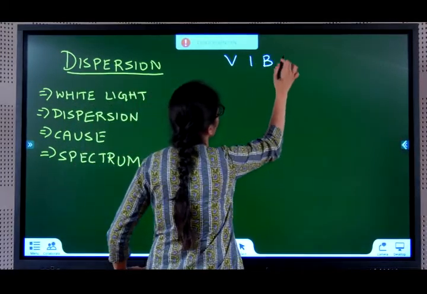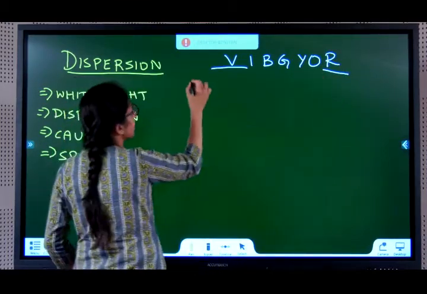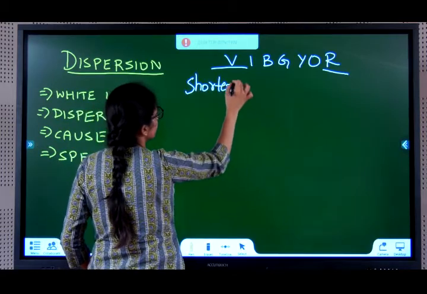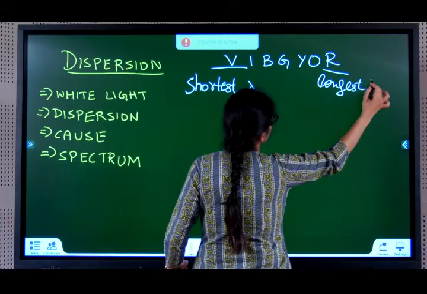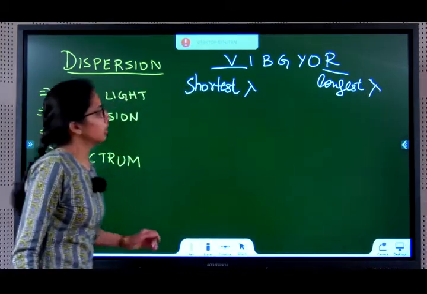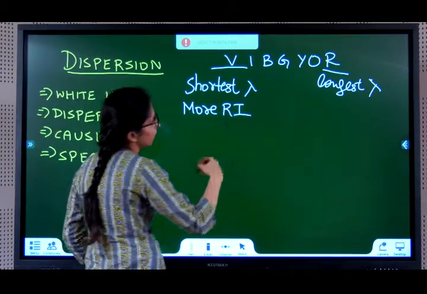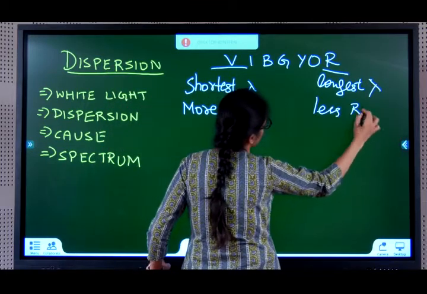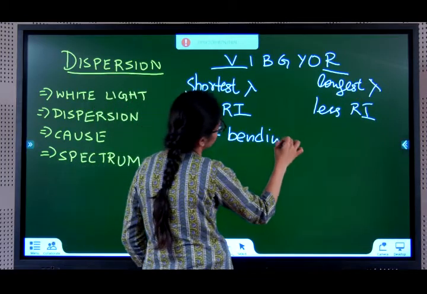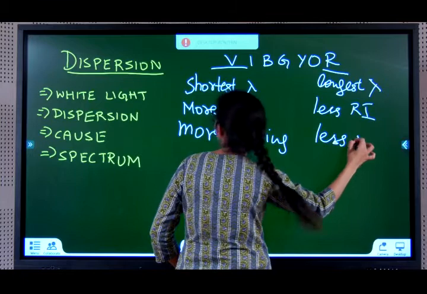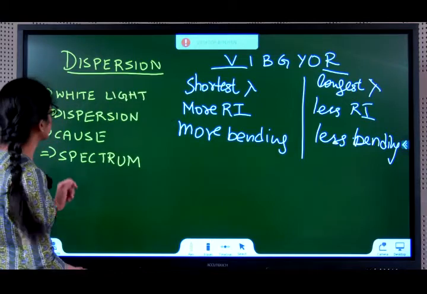In these colors, VIBGYOR, violet and red, we'll study the extremes. Violet has the shortest wavelength. Red has the longest wavelength. Correct? Shortest wavelength means more refractive index, longest wavelength means less refractive index. More refractive index means more bending, less refractive index means less bending. Keep this in mind and you will understand how dispersion works.